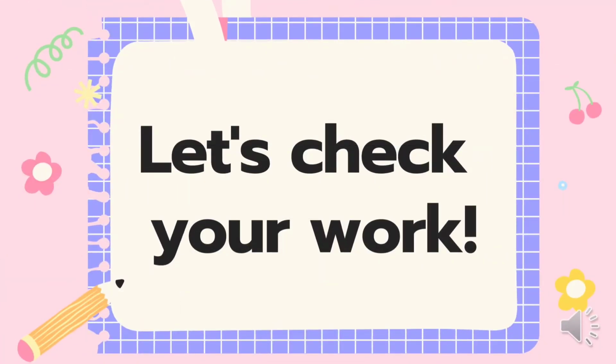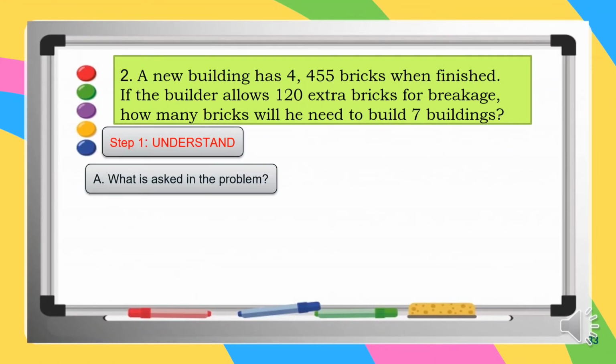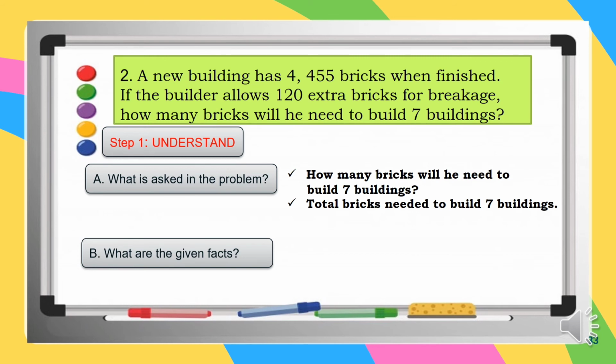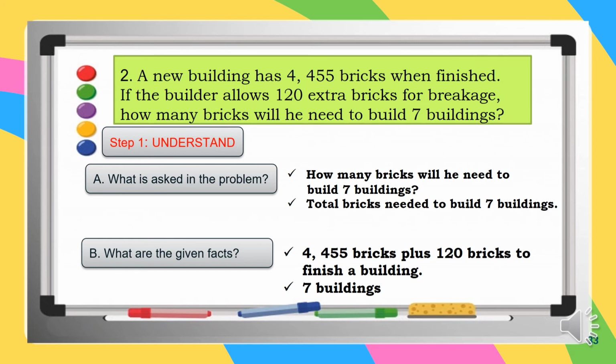Check your work. Step 1 is to understand what is asked in the problem. How many bricks will he need to build 7 buildings? Or the total bricks needed to build 7 buildings. What are the given facts? 4,455 bricks plus 120 bricks to finish a building. And then 7 buildings.